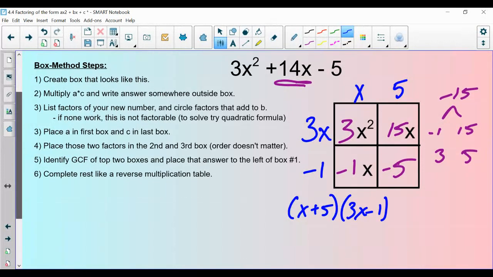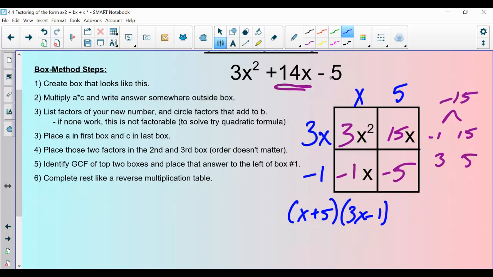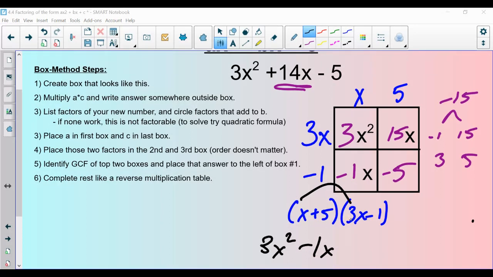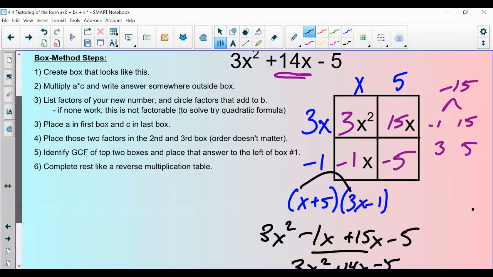One thing I want to remind you is that this would be a really simple statement to FOIL, and make sure that you get back to the beginning, 3x squared plus 14x minus 5. If you weren't sure you got the right answer, x times 3x is 3x squared, and x times negative 1 is negative 1x. 5 times 3x would be 15x, and 5 times negative 1 would be subtract 5. Now your middle two terms could be combined, 3x squared plus 14x minus 5, and that is where we started.